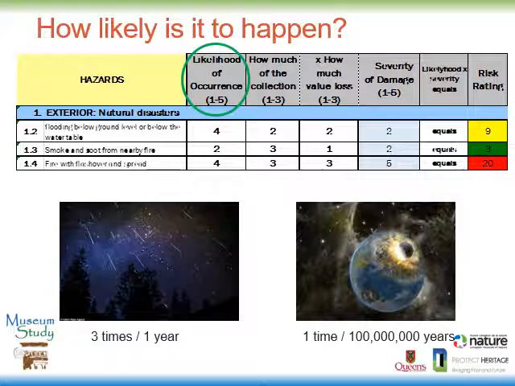Now, one of these, the meteorite shower, perhaps 3 times a year. The asteroid hitting the planet, maybe about 1 time in 100 million years. So it's a huge range in this likelihood of occurrence.